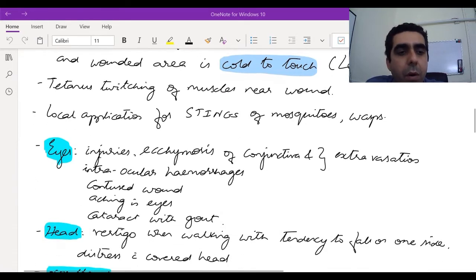The next indication, for the eyes, is for injuries of the eyes leading to ecchymosis, that is discoloration of the conjunctiva due to extravasation of blood from the small capillaries. It can also be a good remedy for intraocular hemorrhages due to contused wounds with pain in the eyes. It can be used for cataracts in gouty patients. Ledum can be used as a good remedy for that.